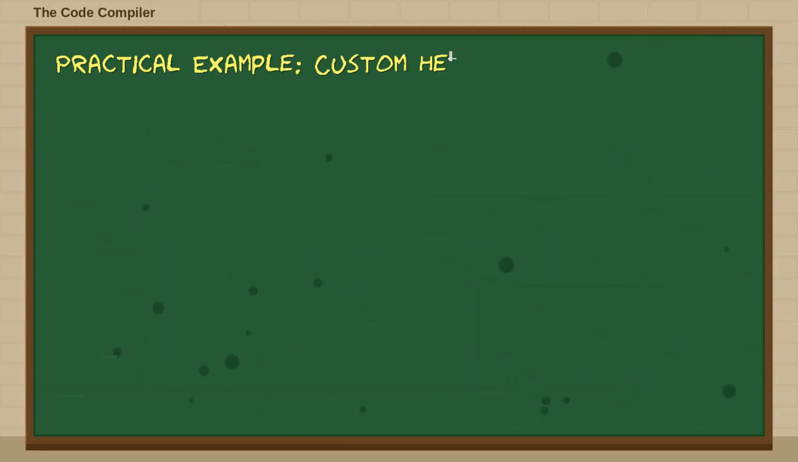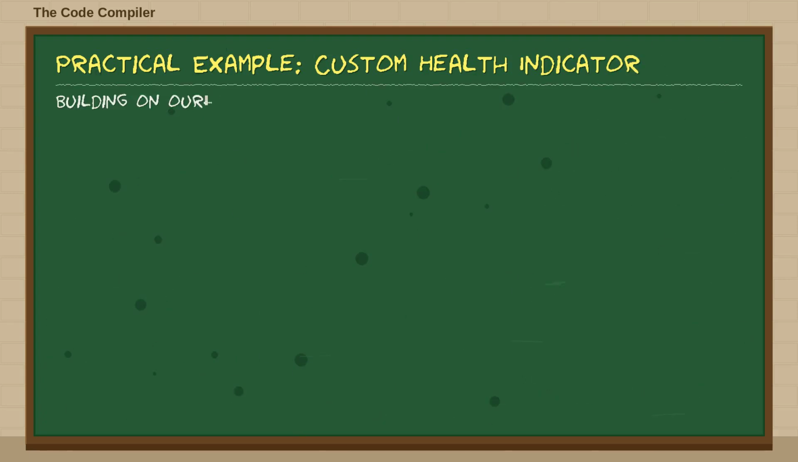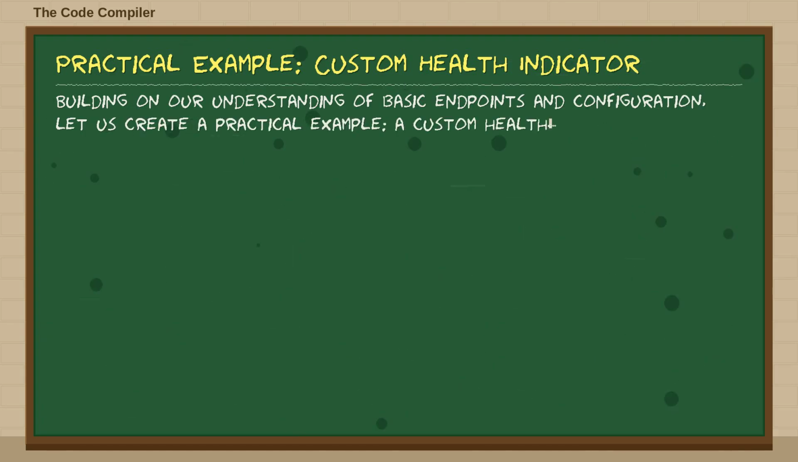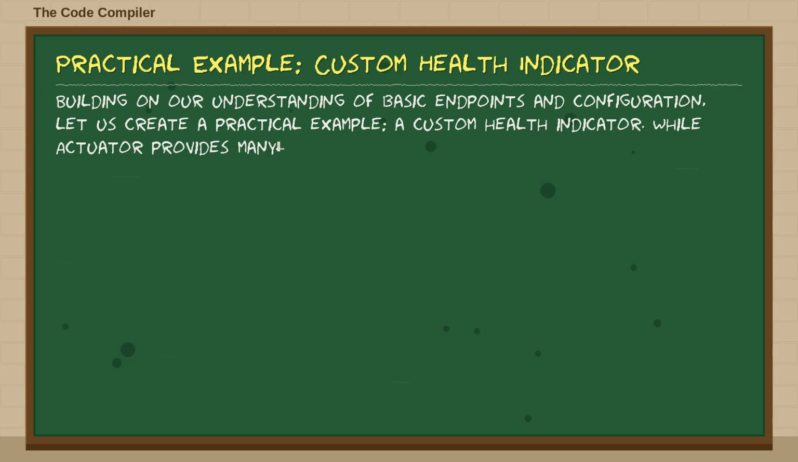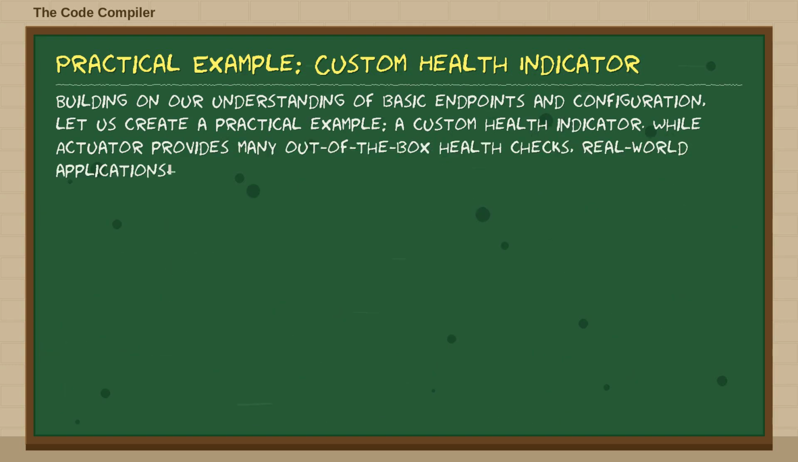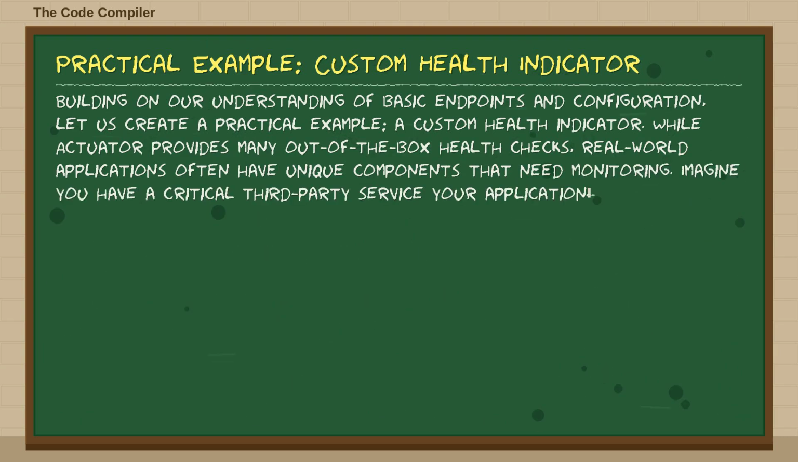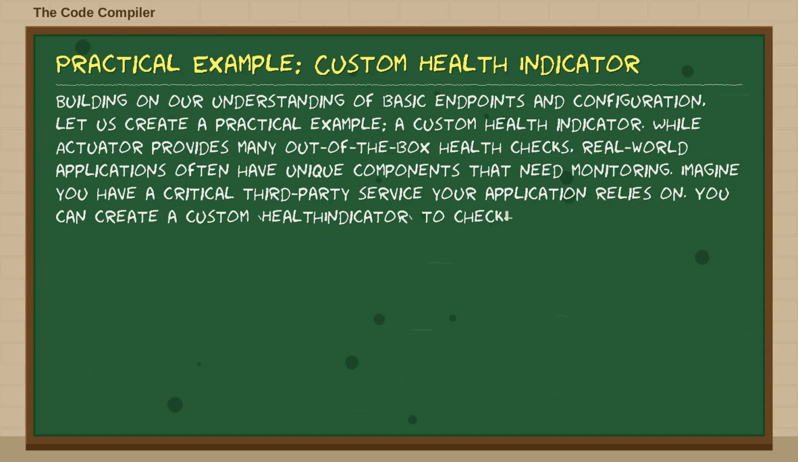Building on our understanding of basic endpoints and configuration, let us create a practical example, a custom health indicator. While Actuator provides many out-of-the-box health checks, real-world applications often have unique components that need monitoring. Imagine you have a critical third-party service your application relies on. You can create a custom health indicator to check its status.